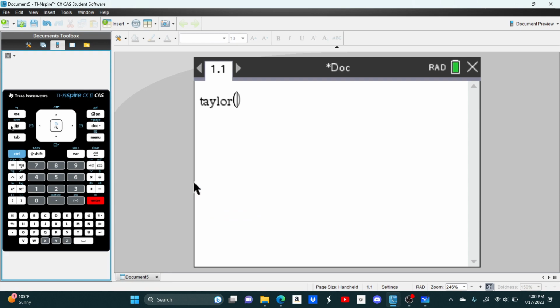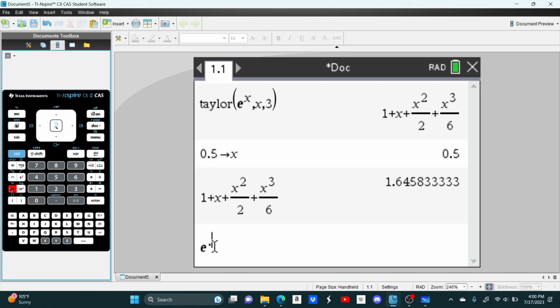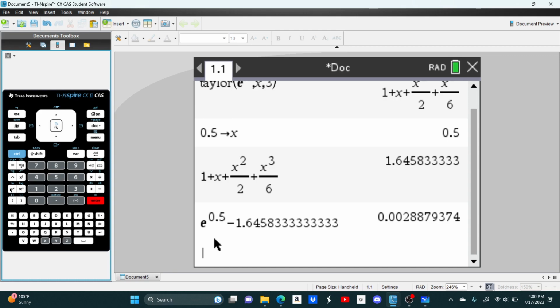So, first thing I'll type is just the equation that I'm trying to find the Taylor polynomial of. I'll do comma x, and then comma, I believe this is how many terms. No, that's the degree. Yeah, so it's going to be what you're trying to find the equation of, comma x, and then what degree. And you see it gives you this exact same equation that we were using before. So if I plug 0.5 in for x, then I do e to the 0.5 minus that, and you see we get the exact same answer, 0.0029.